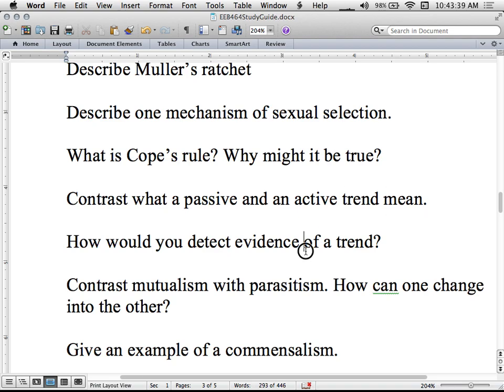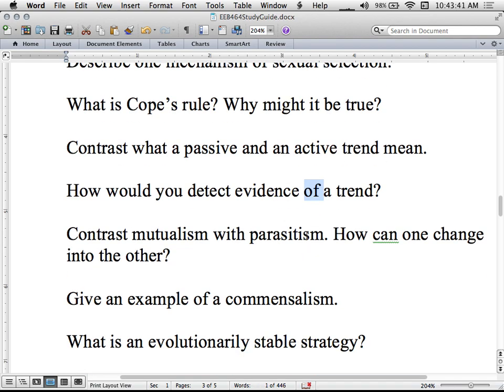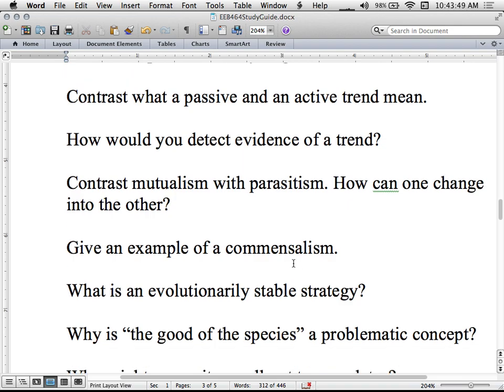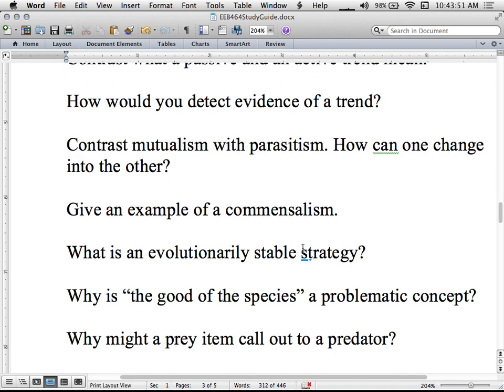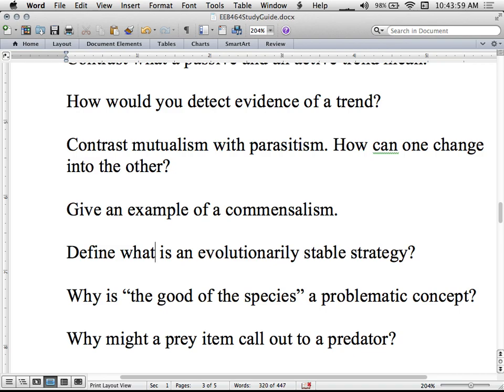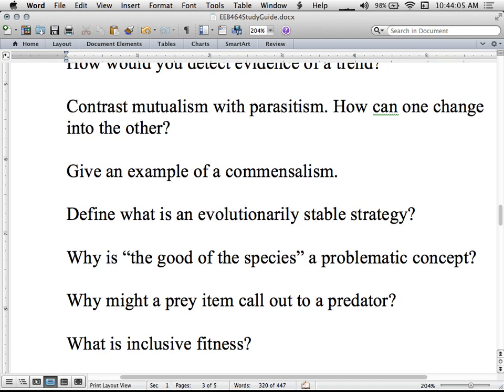Check evidence of a trend. Mutualism, parasitism, how can one change to the other, commensalism, evolutionary stable strategy, and here let me just say define, rather than give you an example. I don't want a specific example there, I want the definition. The good of the species.